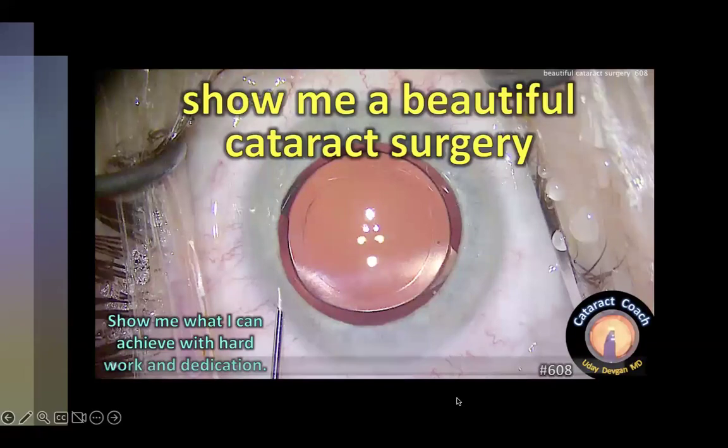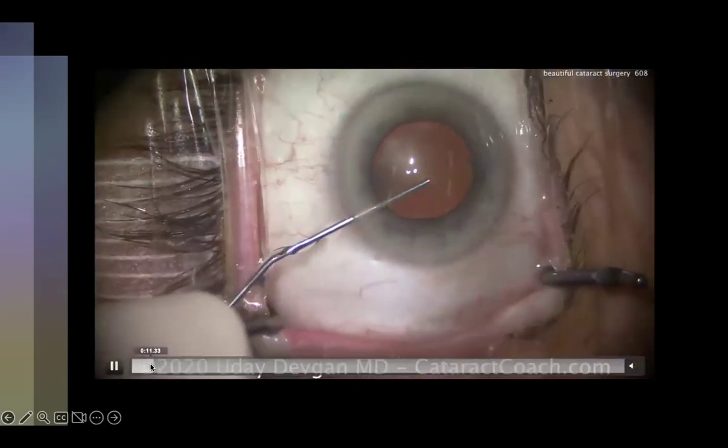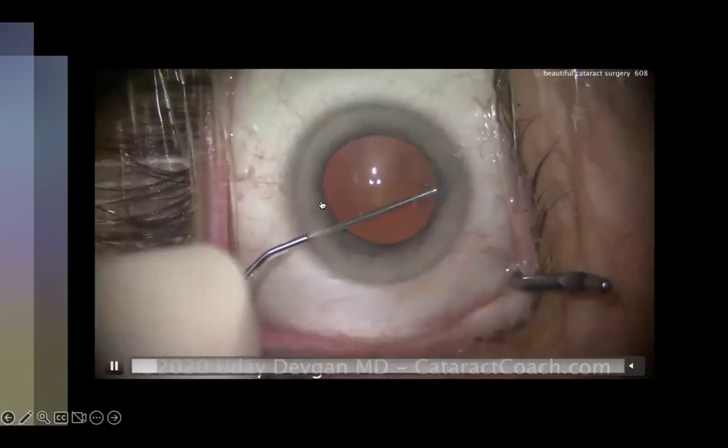So I'm just going to show you this video, just to give you an idea of what a cataract operation is. It's about 2 minutes. Can you see? I think you all can see the video.